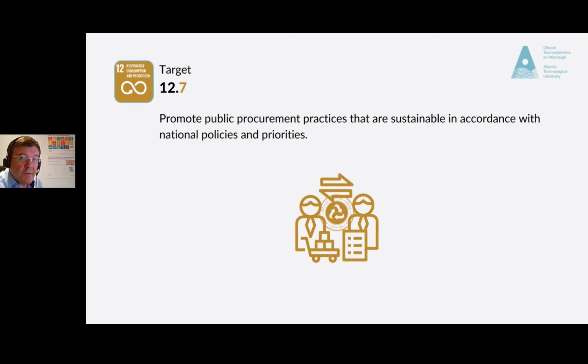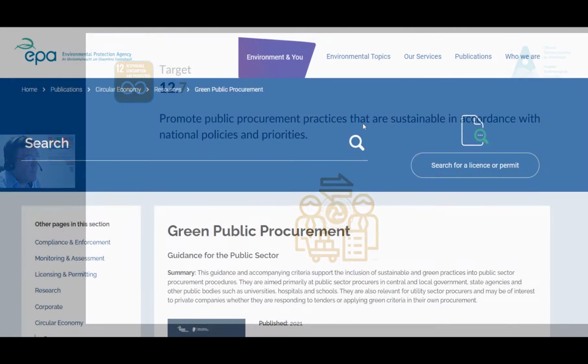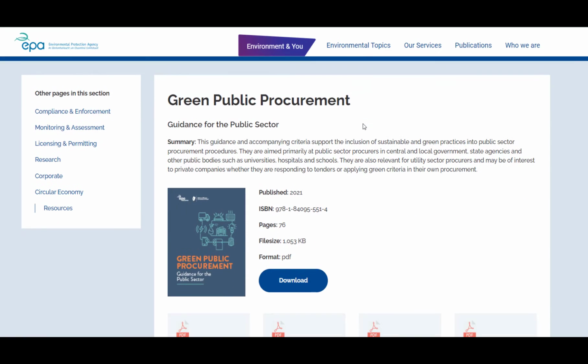Do you think the Irish government are doing this? Well, I can tell you that there are moves afoot at the moment. There's a significant amount of movement in the public procurement system, and there's a lot of work being carried out in relation to public procurement nationally, both at government level and at a local authority level.